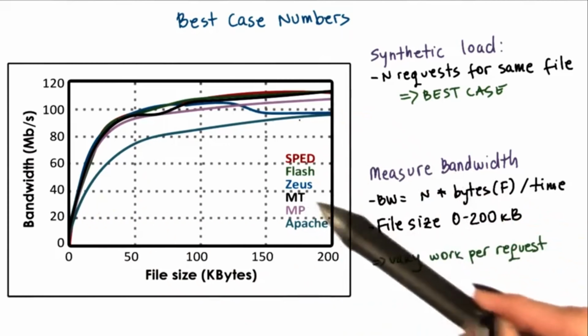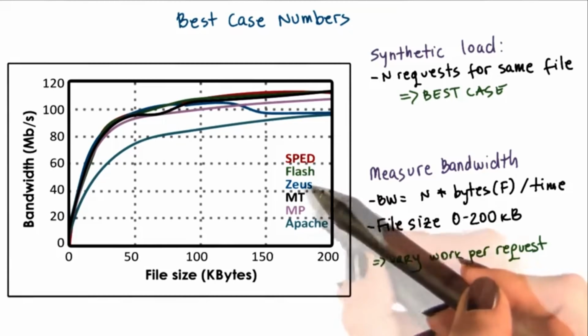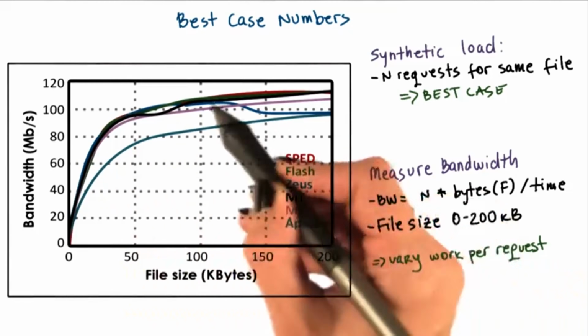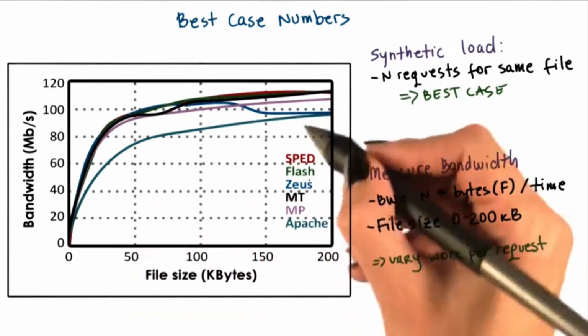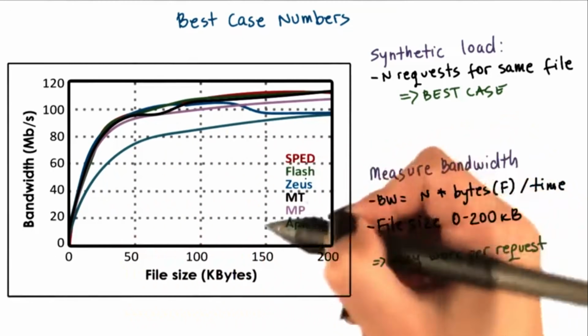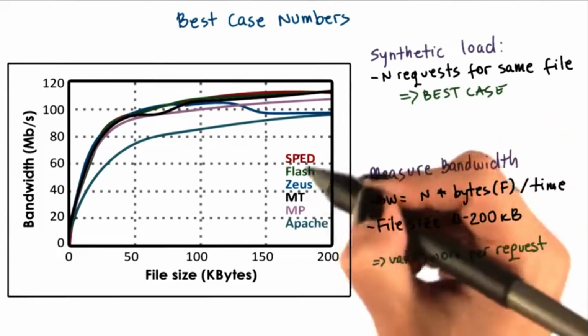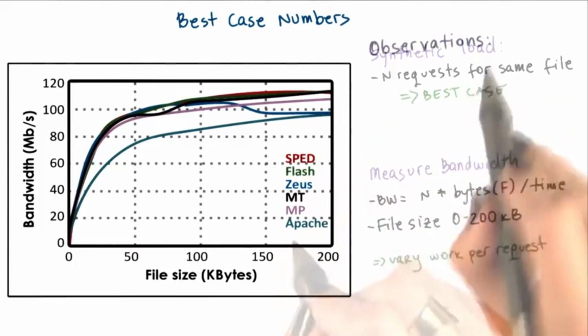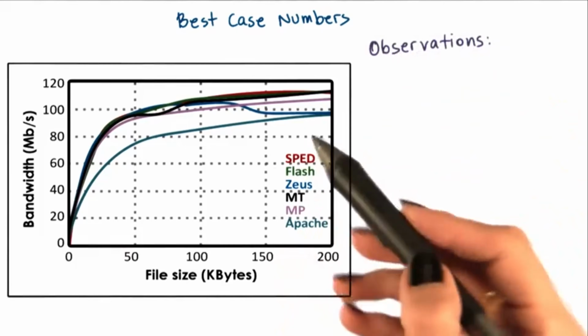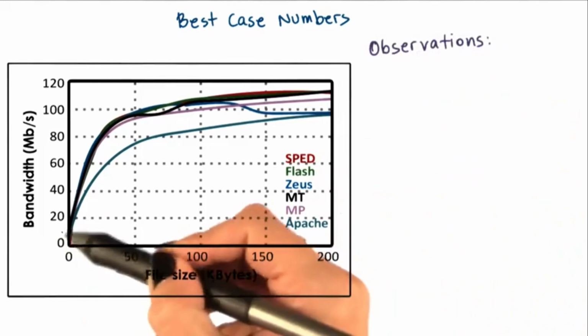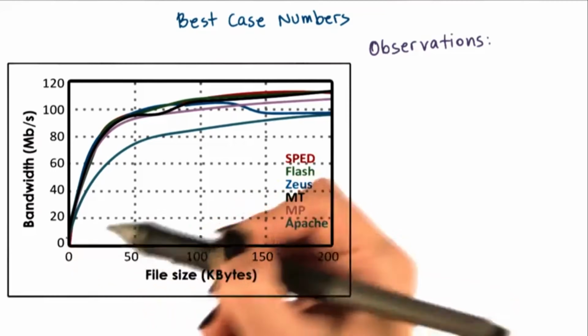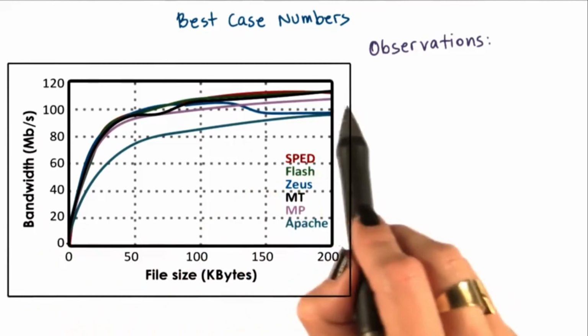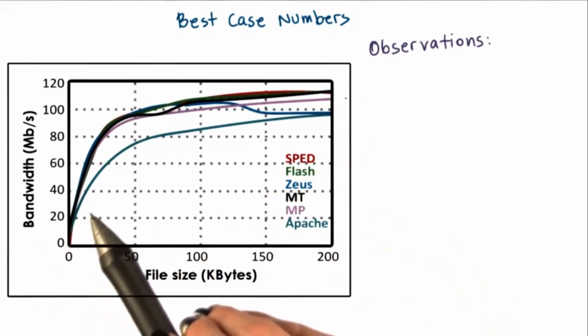Apache, this bottom curve corresponds to the Apache implementation, and Zeus, that corresponds to the darker blue. This is the SPED model that has two instances of SPED, so the dual process event-driven model. We can make the following observations. First, for all of the curves, initially when the file size is small, bandwidth is slow, and as the file size increases, the bandwidth increases.